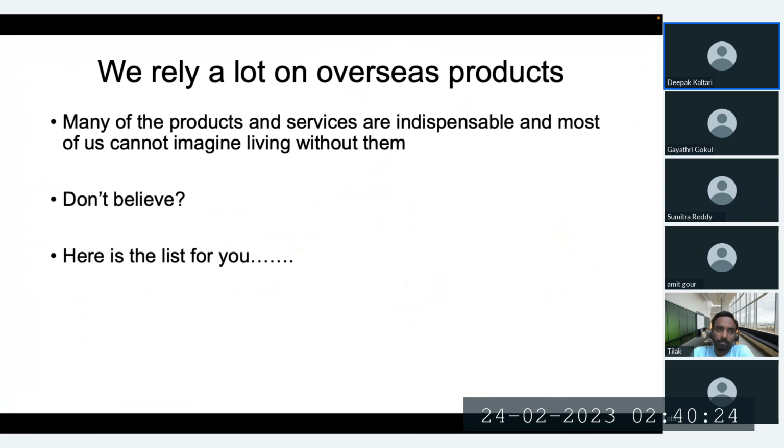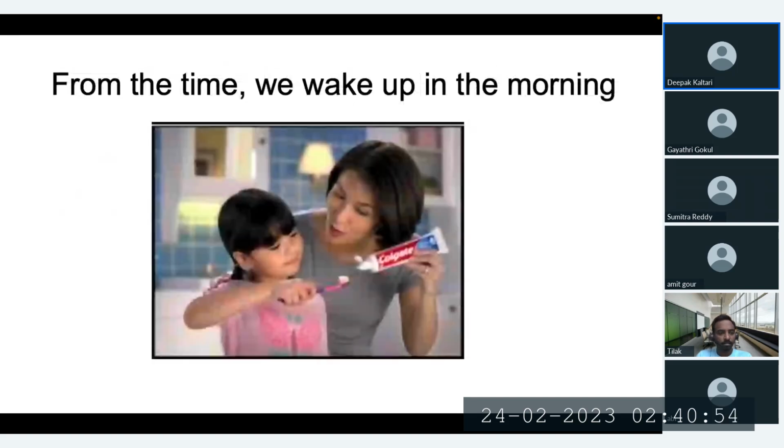We rely a lot on overseas products, right from the time we wake up to the time we sleep, and even while we are sleeping, many of the products are overseas. Even if the companies are producing the products in India, they have their headquarters outside India. So basically, they are trying to cater to Indian customers and fill the pockets of the headquarters situated outside India. If we make a list of the products, they are never ending. So in short, here is the list.